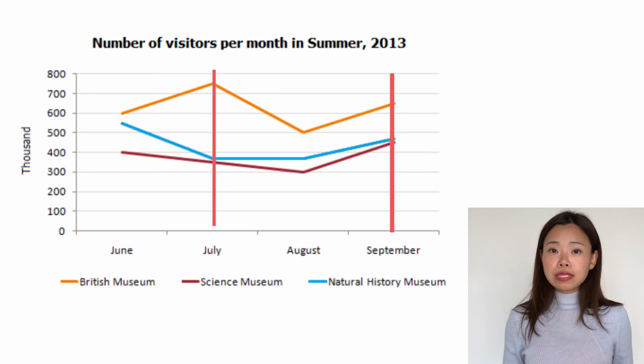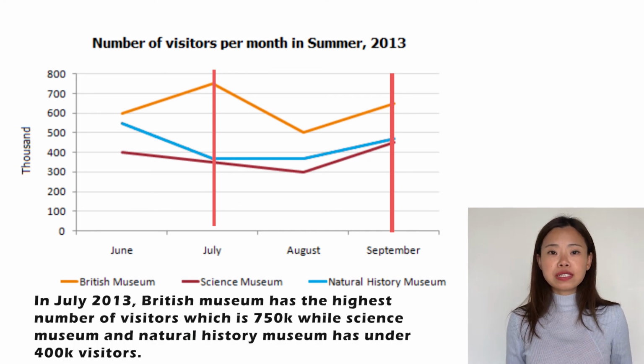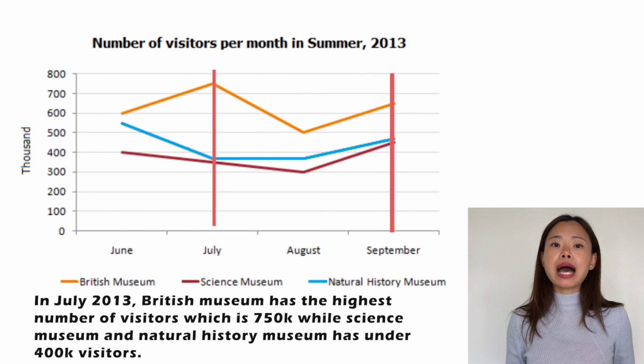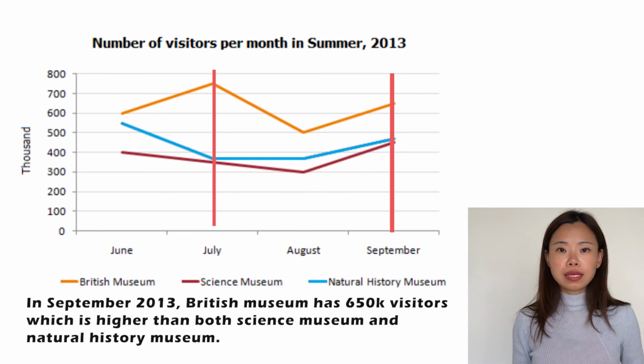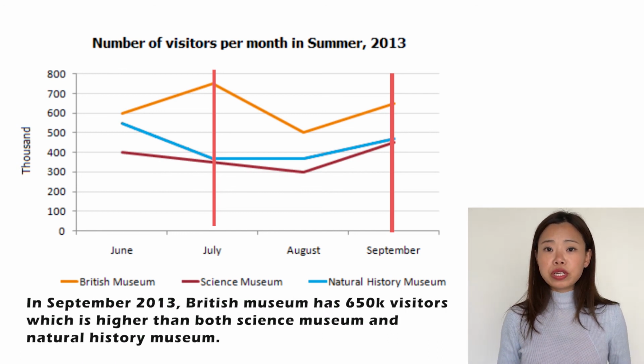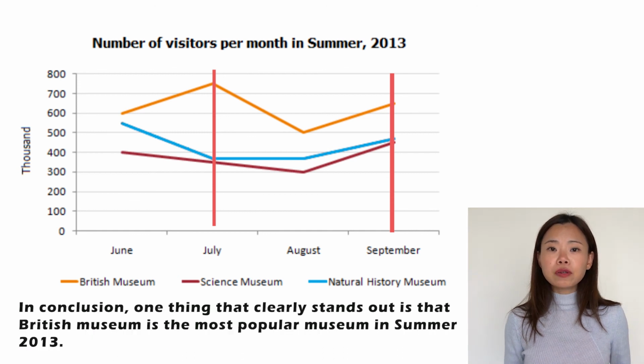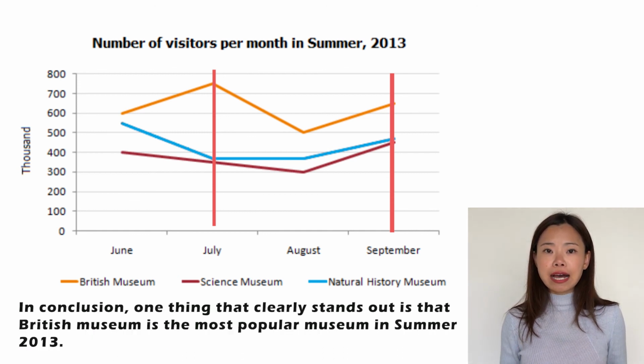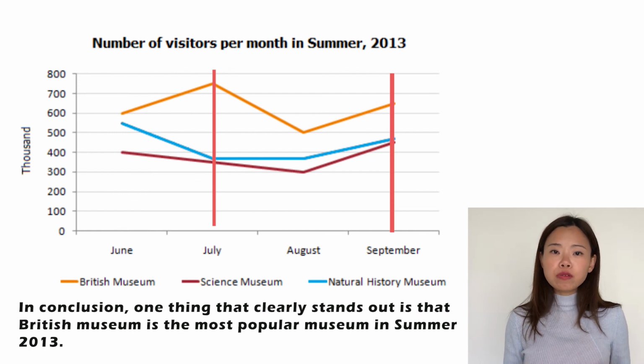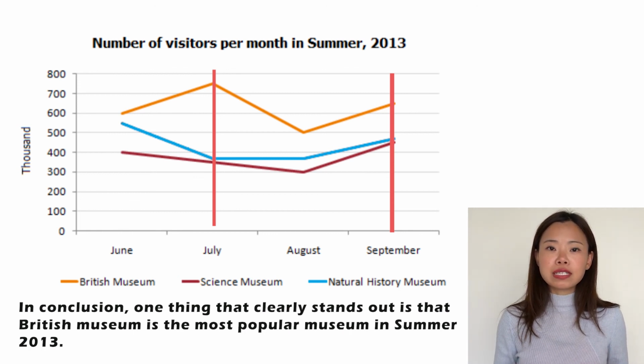For this graph, I will say, in July 2013, British Museum has the highest number of visitors, which is 750,000, while Science Museum and Natural History Museum has under 400,000 visitors. In September 2013, British Museum has 650,000 visitors, which is higher than both Science Museum and Natural History Museum. In conclusion, one thing that clearly stands out is that British Museum is the most popular museum in summer 2013.